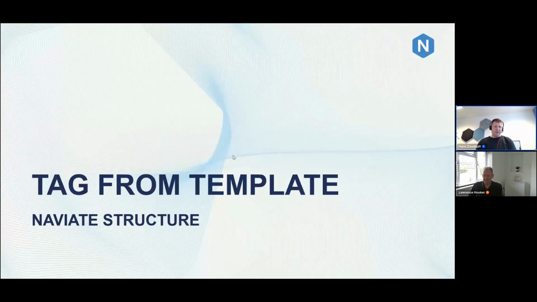Tag from template is about placing tags in a smarter way directly in Revit, so you don't have to move the tags around as much as you have to do when you tag in Revit itself, or if you tag with some of our other tools that we have for tagging. So we try to make the tagging experience smoother and faster.